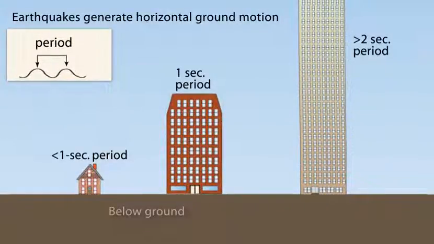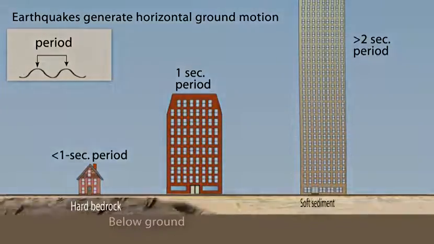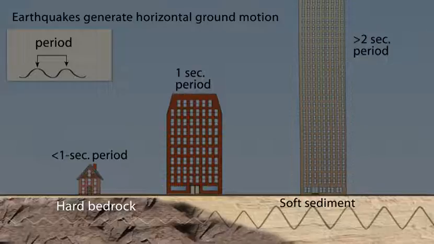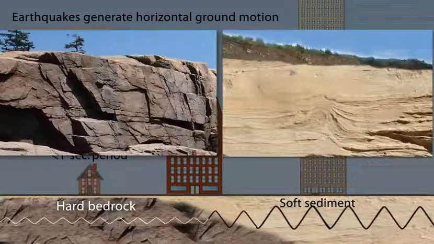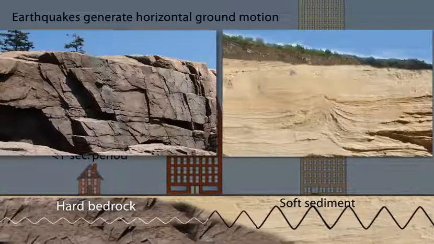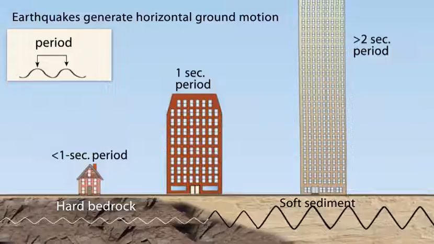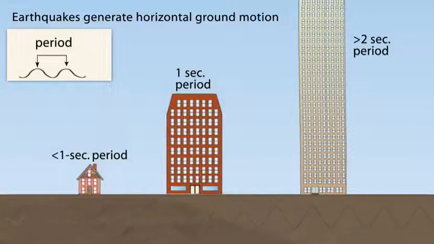All buildings have a natural period, or resonance, which is the number of seconds it takes for the building to naturally vibrate back and forth. The ground also has a specific resonant frequency. Hard bedrock has higher frequencies than softer sediments. If the period of ground motion matches the natural resonance of a building, it will undergo the largest oscillations possible and suffer the greatest damage.